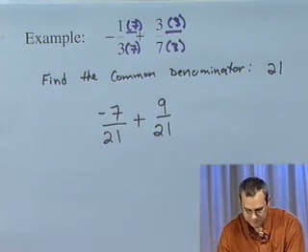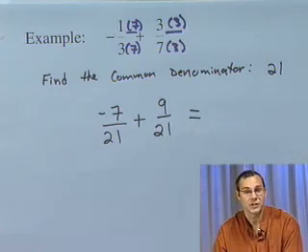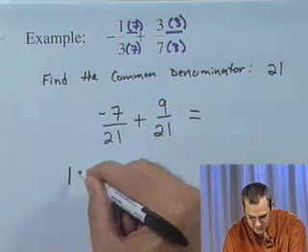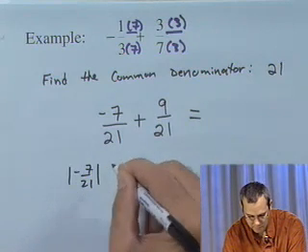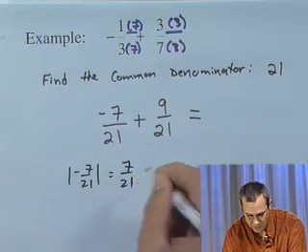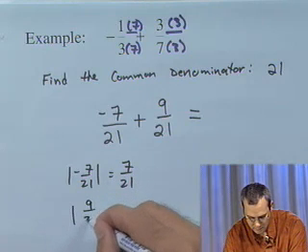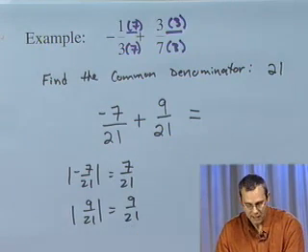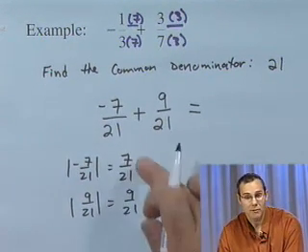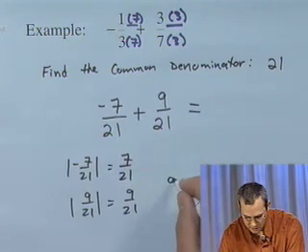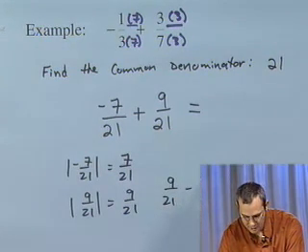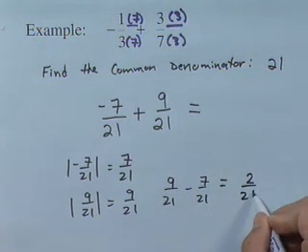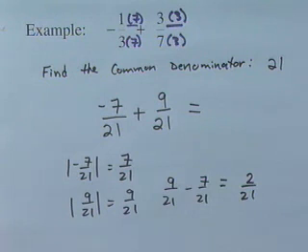And just like before, when we did integers, we take the difference in the absolute values. So let's go ahead and look at the absolute value of the first one, 7/21. Absolute value of the second one is 9/21. And remember what we do? We subtract the smaller one from the larger one. So 9/21 minus 7/21 is 2/21. We keep the denominator. All we do is combine the numerators.